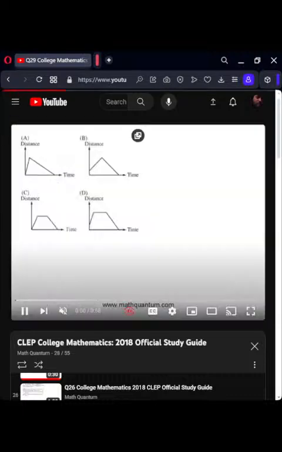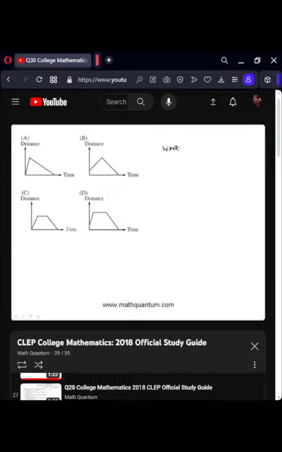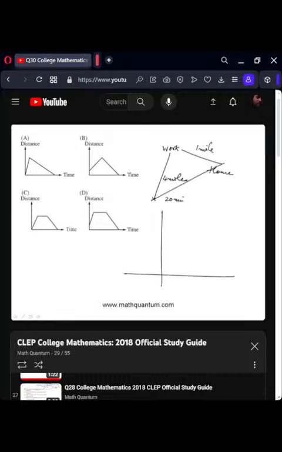So here we're told that Gloria left work, which is 1 mile from home, and she went to the bank, which is 4 miles, and then she spent 20 minutes there and then she went home. So the question is, which of the following graphs shows the distance versus time starting from this point?